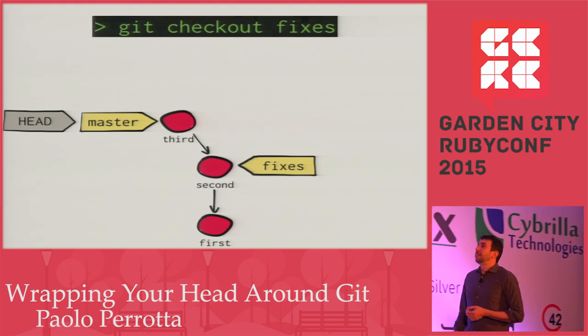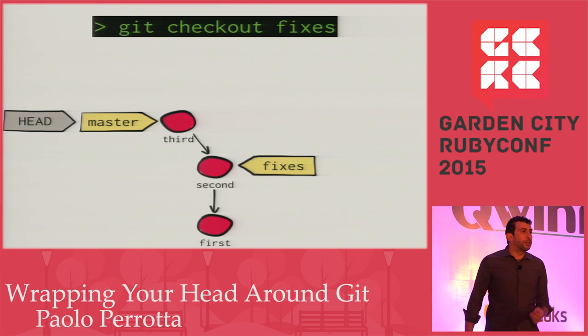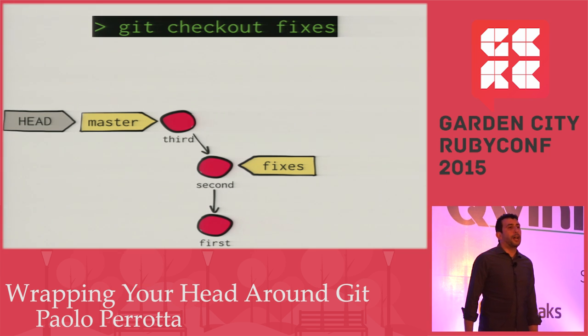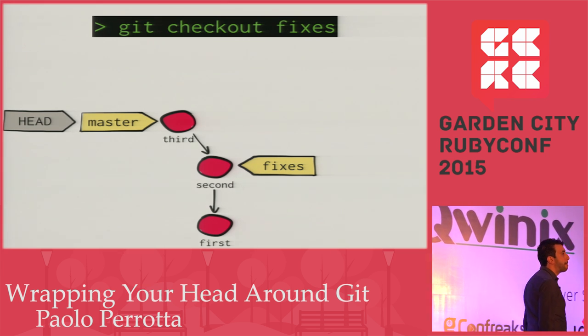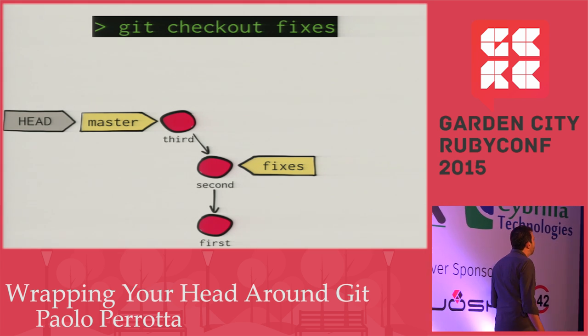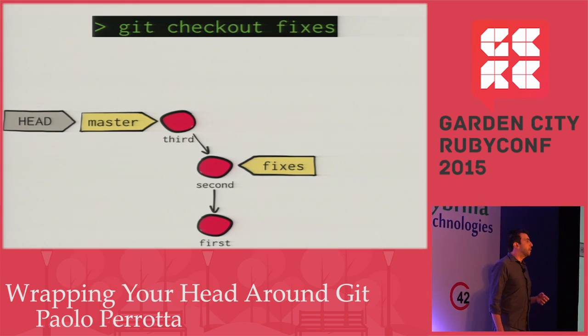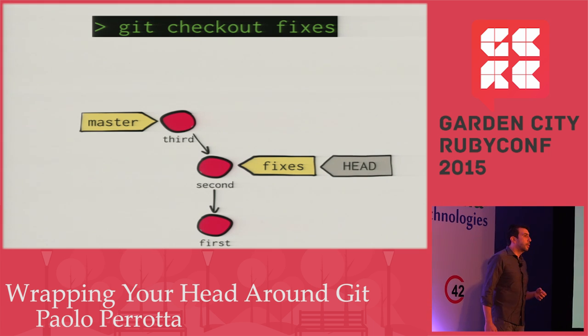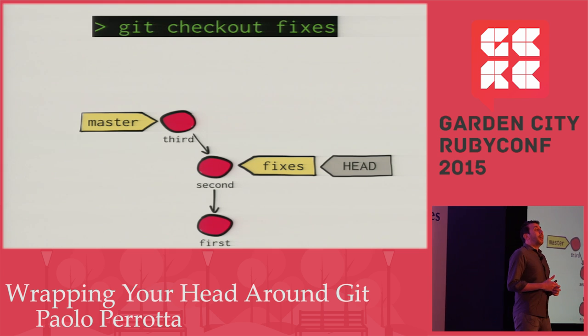So now what happens if I say git checkout fixes? What does git checkout do concretely? That's all it does. It moves HEAD to the fixes branch, like this. And yes, thank you, smartass.